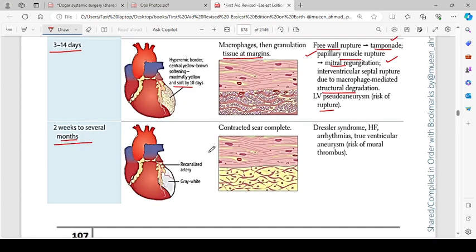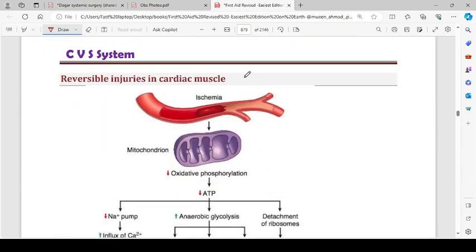From 2 weeks to several months, the artery is recanalized and the infarcted area looks gray to white, and a contracted scar will be formed. Dressler syndrome is an autoimmune condition: when there is infarction of the cardiac myocytes, the antigens which were normally inside the cells spill out into the circulation, and autoantibodies are formed against them. Other complications are heart failure, arrhythmias, true ventricular aneurysm, and risk of mural thrombus.